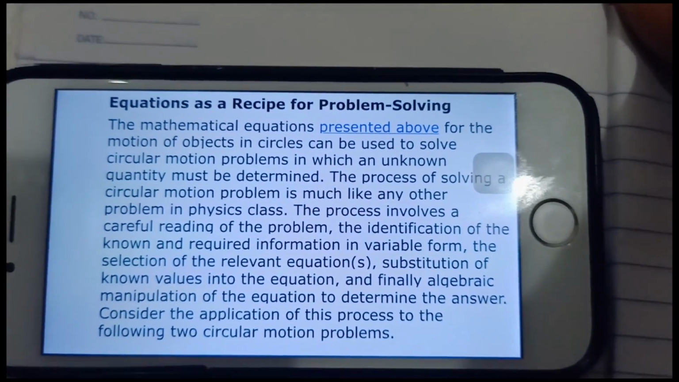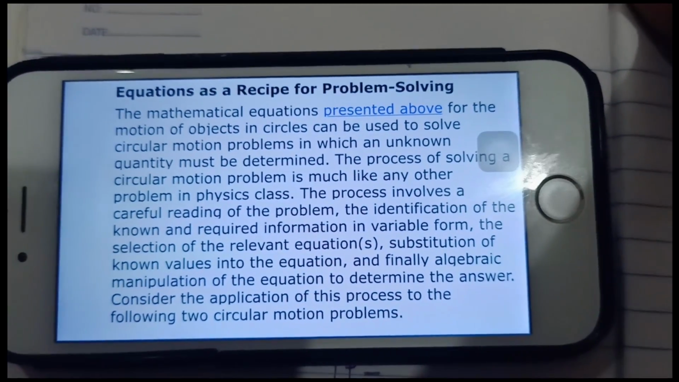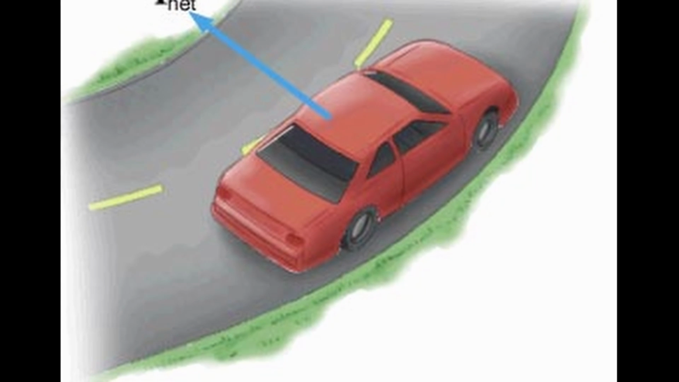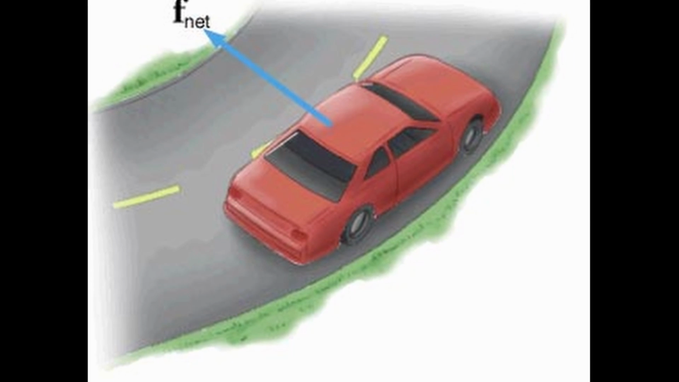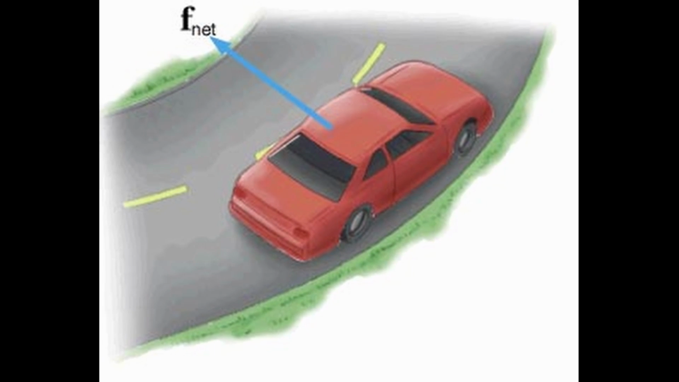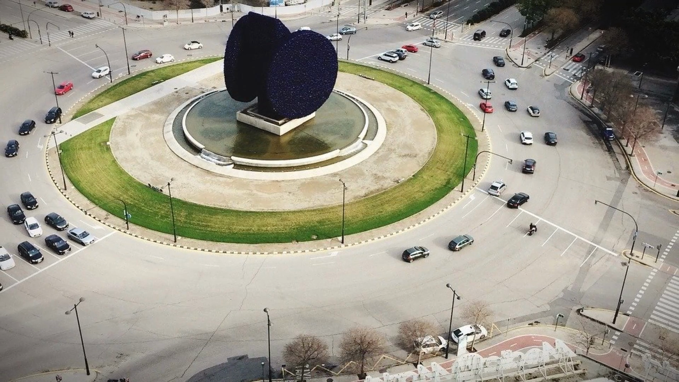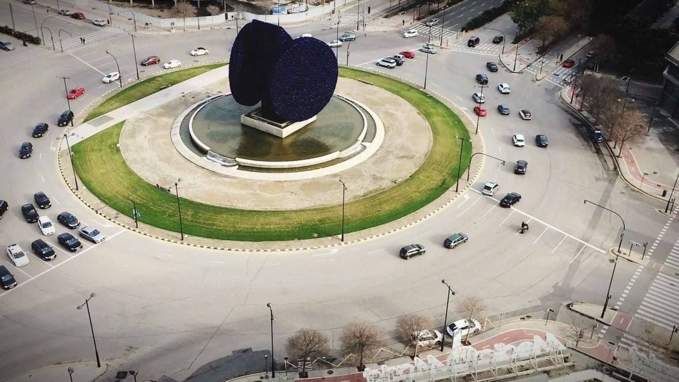Equations as a recipe for problem solving. The mathematical equations presented above for the motion of objects in circles can be used to solve circular motion problems in which a known quantity must be determined. The process of solving a circular motion problem is much like any other problem in physics class.